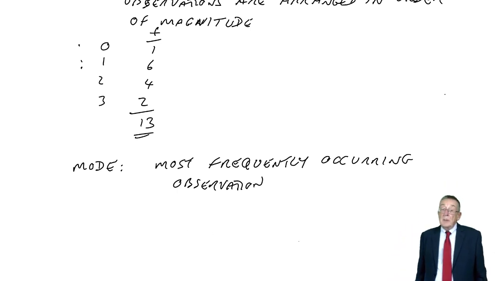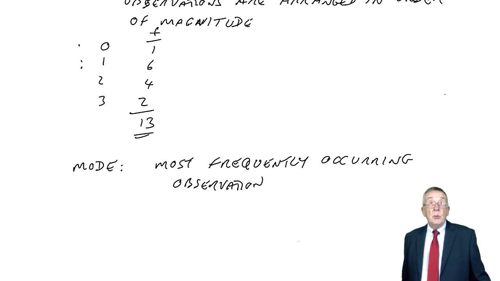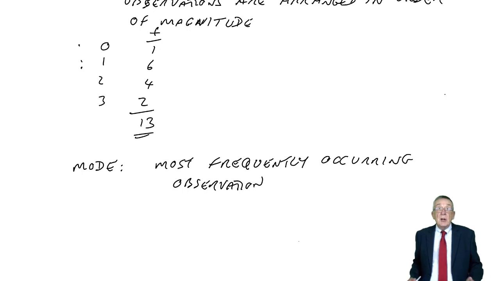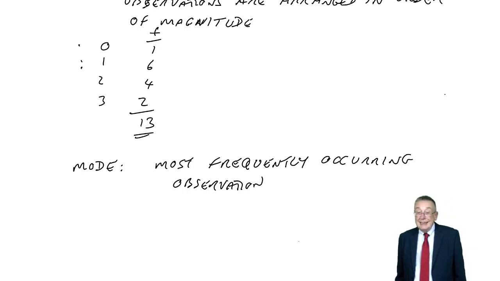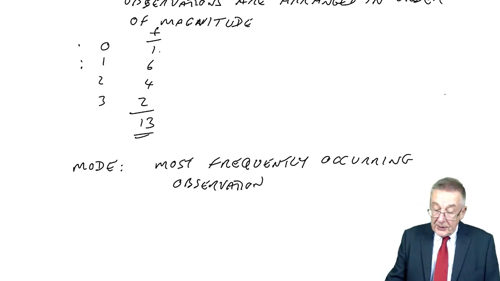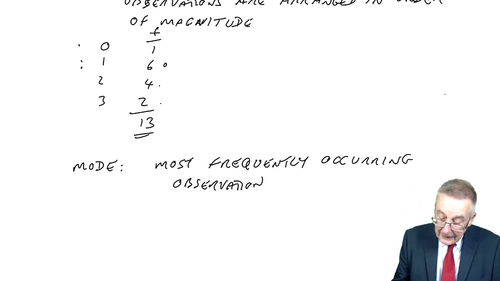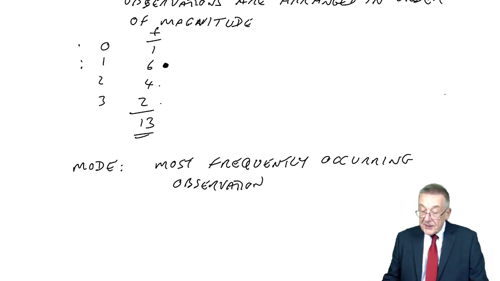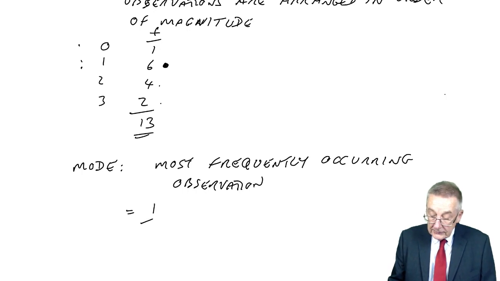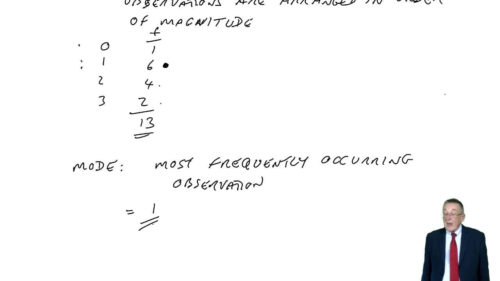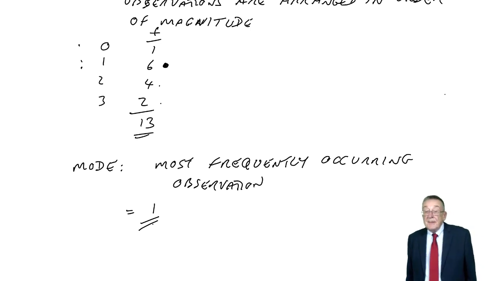So we know how many weeks there were 0, 1, 2, 3 errors. Which is the most popular, the most common, the most frequently occurring? Well, the frequency, 1 at 0, 6 at 1, 4 at 2, 2 at 3. The most frequently occurring, because it occurred 6 times, is 1. It's the most popular. That's a really, really easy one.